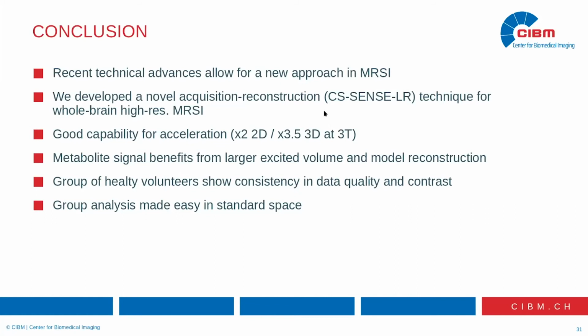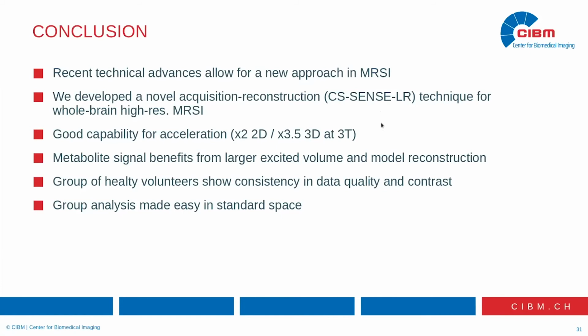We got good capability for accelerating the data at 3 Tesla and 7 Tesla as well. And it was interesting to see that the metabolite signal clearly benefits from the large excitation volume that we acquired. The acquisition of a group of volunteers showed good consistency. And eventually the group analysis seems to be made easy by this whole brain that can be registered to the standard space.